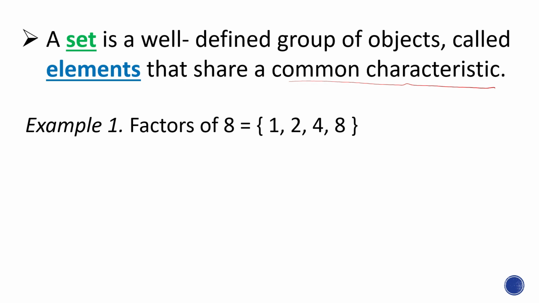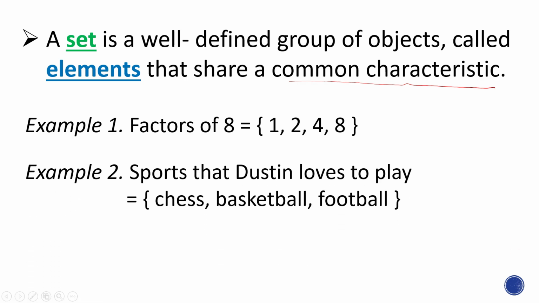Let me give you another example. Here we have sports that Dustin loves to play. We have chess, basketball, and football. Like what I said, each of those 3 sports we call an element. As a group, they are elements. The common characteristic of those 3 sports is that they are all loved by Dustin.